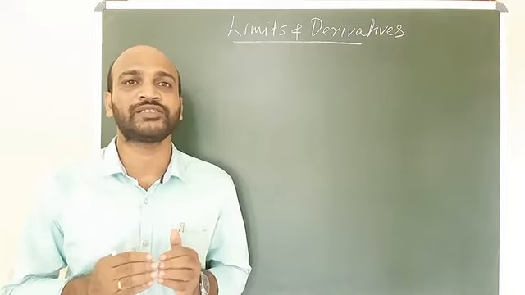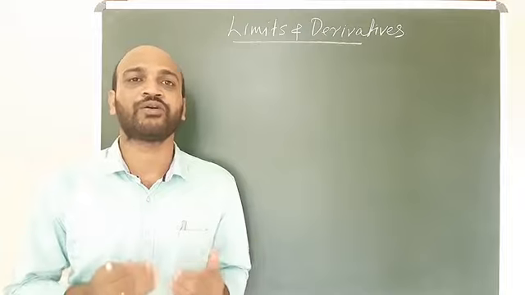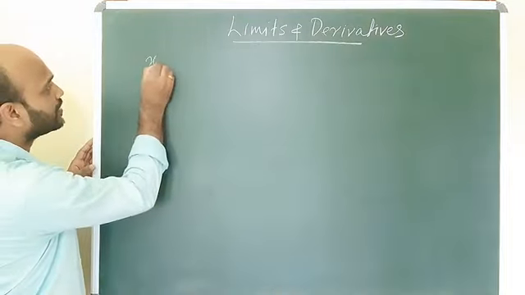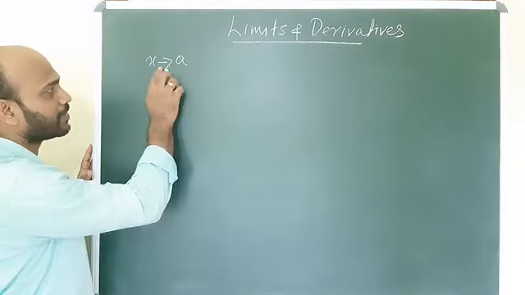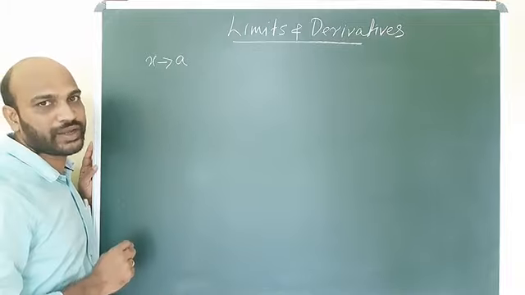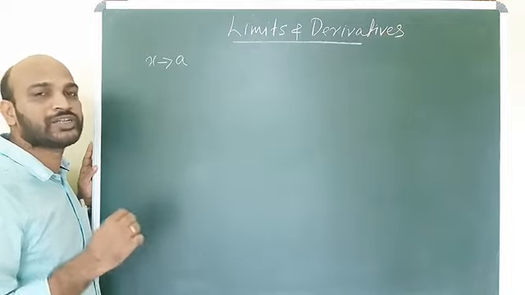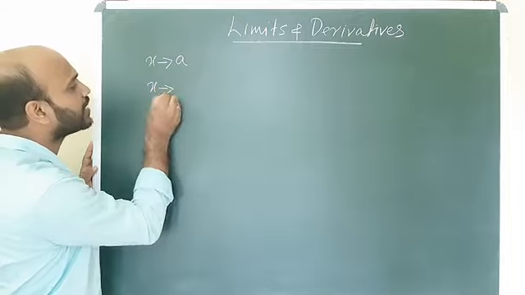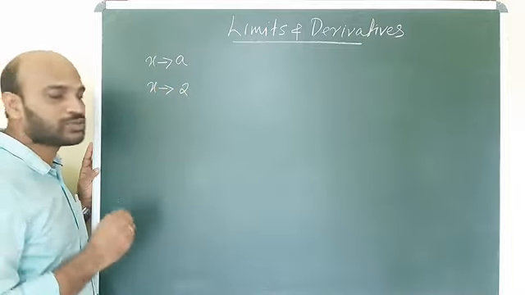Today we are going to start this chapter with a small topic, x tends to a, and the meaning of limits. So what is the meaning of x tends to a, which is denoted by the symbol? x tends to a means x takes values very near to a. It can be more than a or less than a, but it should be very near to a. For example, x tends to 2 means x takes values very near to 2.